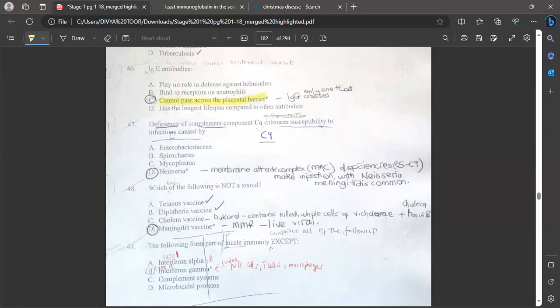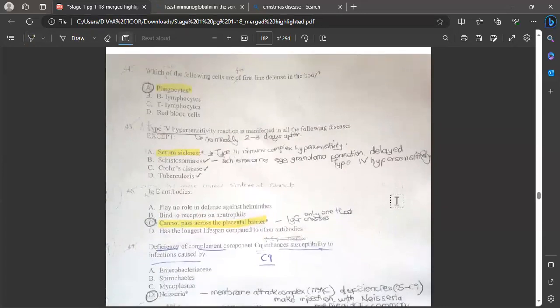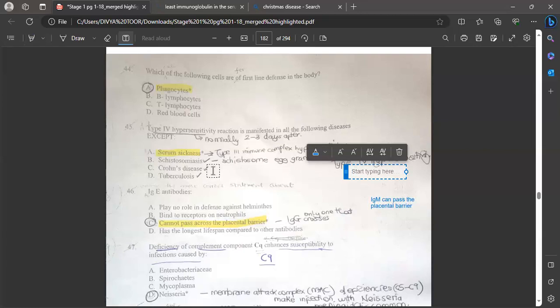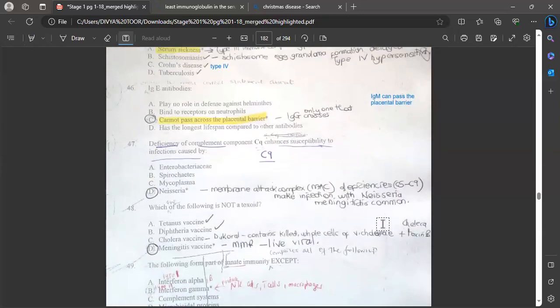Wait, can you go to number 45 just for a second? Crohn's is type 4. Maybe Stano can confirm. IBD is what type? Type 3. I'm saying type 4. Wait, the question says except, so Crohn's is type 4. IBD, type 4. Okay, the answer is tuberculosis. Nice.